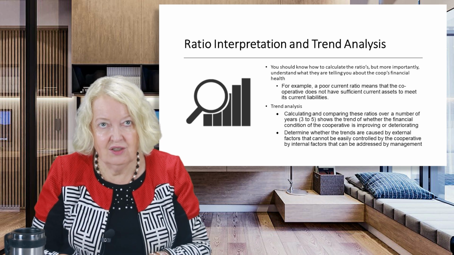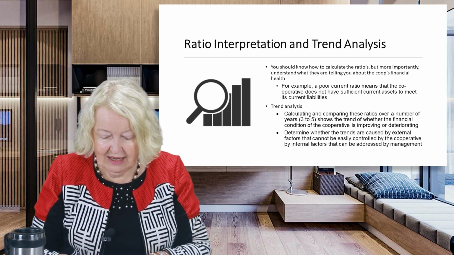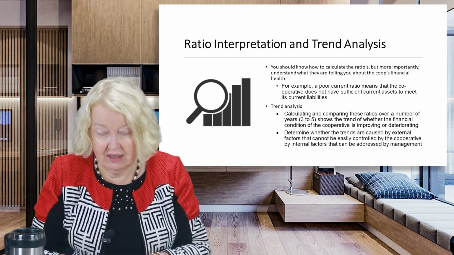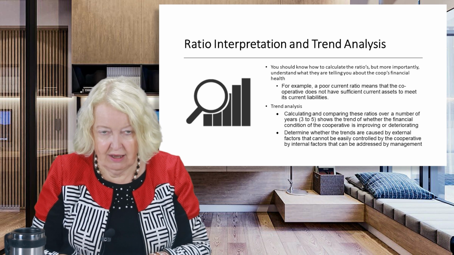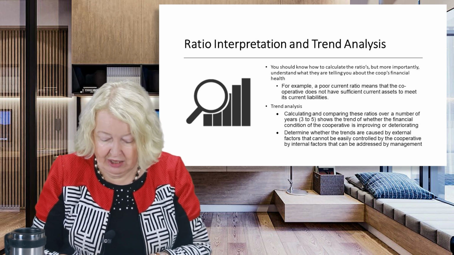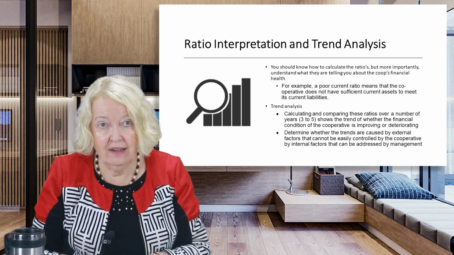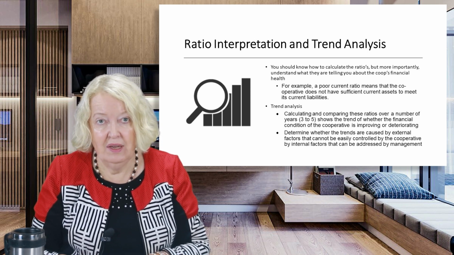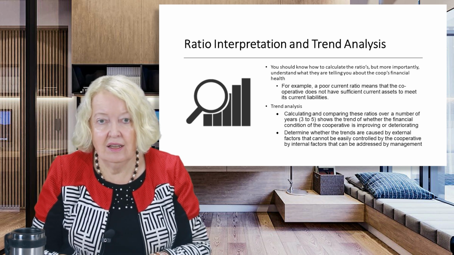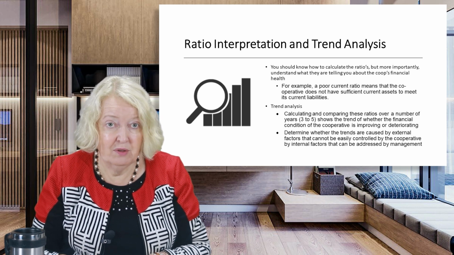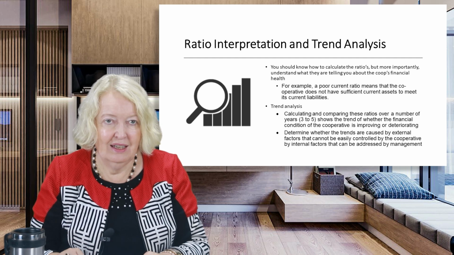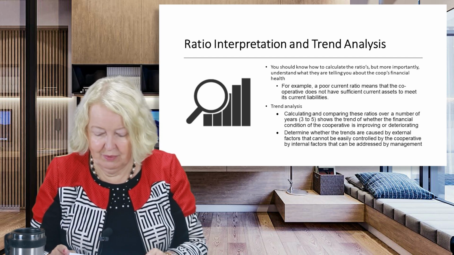And when you're looking at these trends, you want to look at what's causing them. What are the external factors that cannot be easily controlled? For example, COVID-19. It happened. And compare that to internal factors that can be controlled. So maybe there's a decline in memberships for a co-op supermarket. Well, maybe you want to do some marketing to get increased memberships, for example.